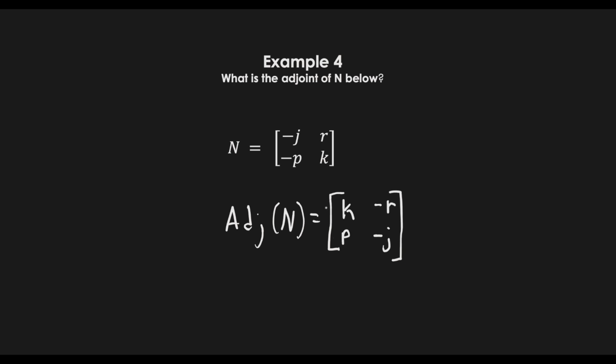So this is how we do the adjoint of a 2 by 2 matrix, which will become important for us when we're trying to find the inverse of a matrix, ultimately use that to solve simultaneous equations, and other important aspects of matrices.